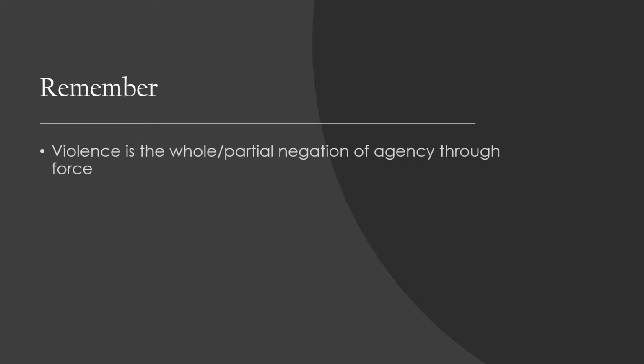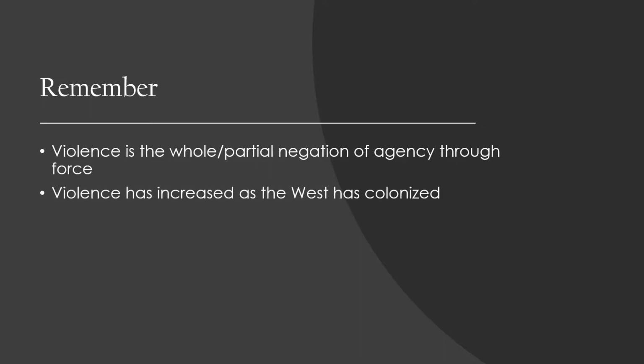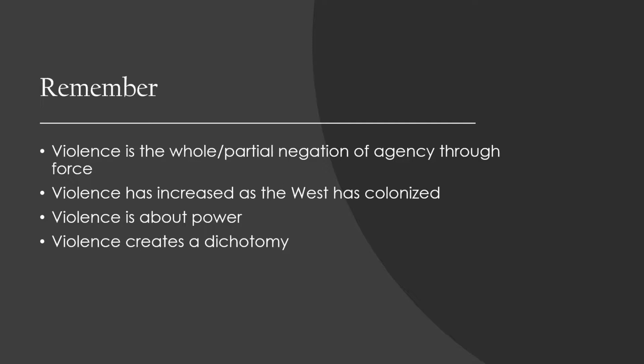So as always, I'm going to give you guys a little reminders about the course. Remember that violence is the whole or partial negation of agency through force. And again, force doesn't always mean physical. Agency or autonomy is removed through dehumanization and demonization. Violence has increased as the West has colonized. Violence is about power. Those who have power want to keep it, and those who don't have power want to get it. Violence can be viewed as an acceptable way of obtaining or maintaining power. Violence creates a dichotomy of us versus them, and remember who is commonly in each group in this country.